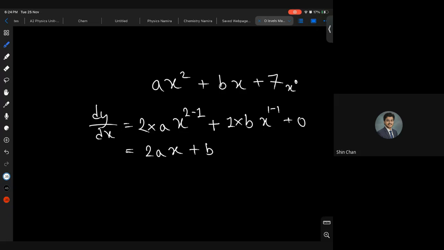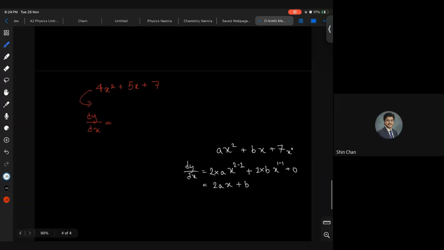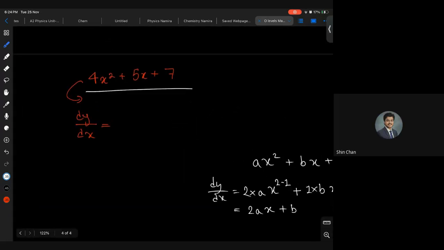Okay. So now what will this be differentiated? What would be the answer? 8x plus 5. Yes, it's 8x plus 5.